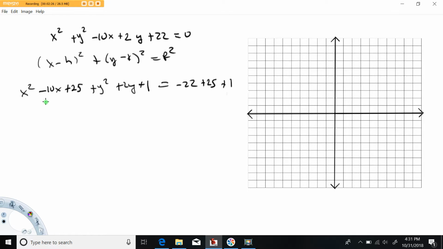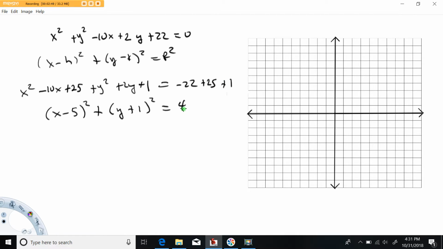All right, so let's clean this up a little bit. This now, by design, factors into x minus 5, the quantity squared. This one, we have designed it to factor into y plus 1, the quantity squared. What do we have on the right? Negative 22 plus 25 is 3, plus 1 is 4.